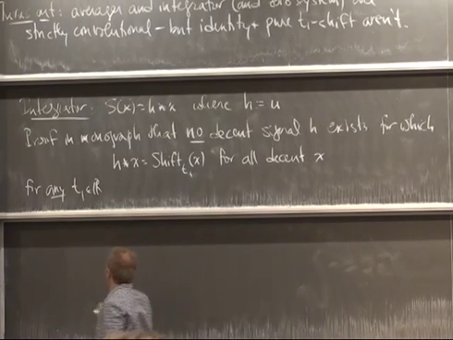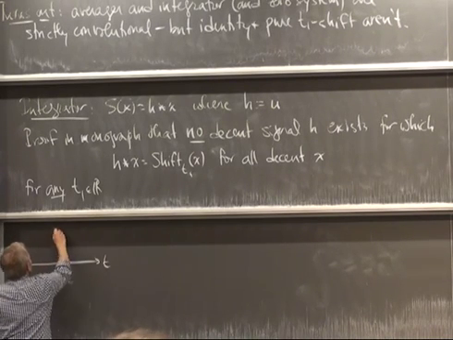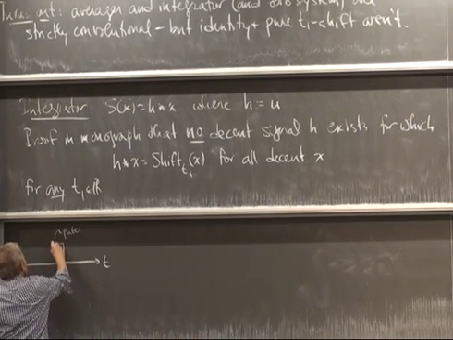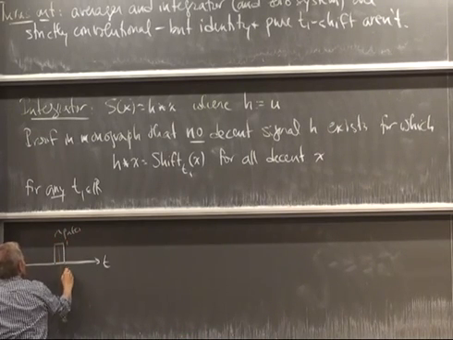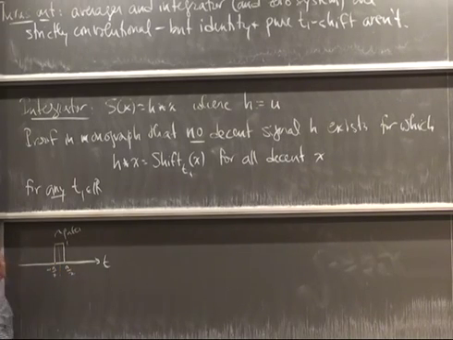So P_A was a unit pulse. This is P_A of t. It was a unit pulse of height 1. That's what unit means, I guess. Centered at t equals 0. So it goes out to plus and minus a over 2.